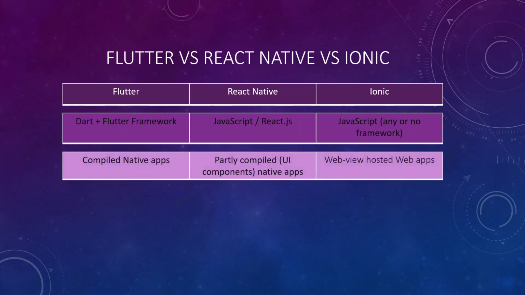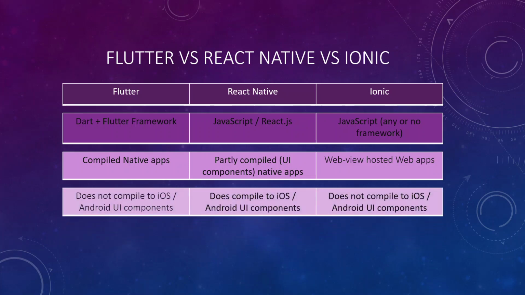In Flutter, you get compiled native apps, so your code gets compiled fully, while in React Native, you get partly compiled native apps. So there is some code in JavaScript which is enclosed and run as JavaScript in React Native, but this is not the case in Flutter, where everything is compiled to machine code, while in Ionic, you get the web app wrapped in the native app. So this is the difference again.